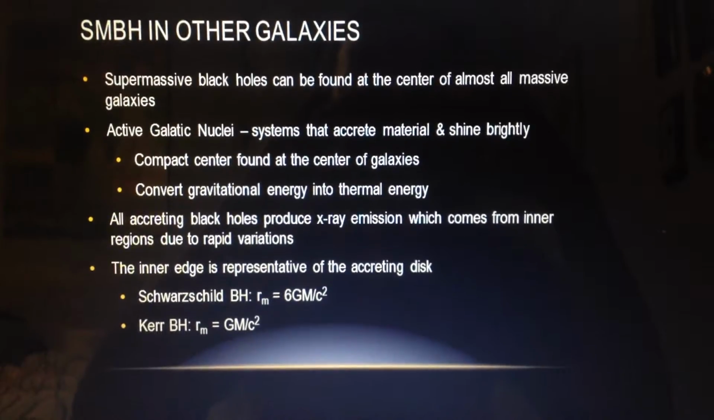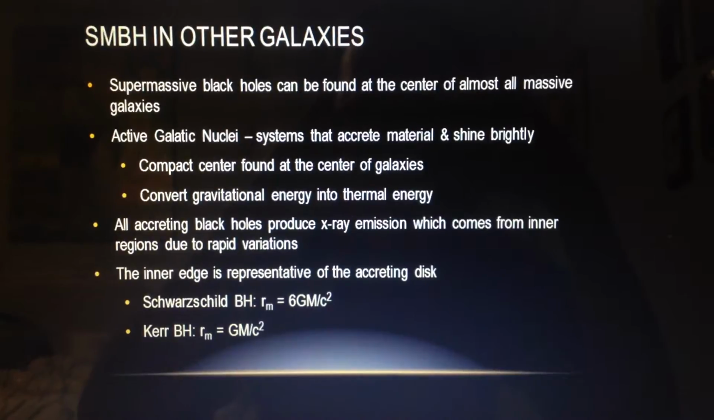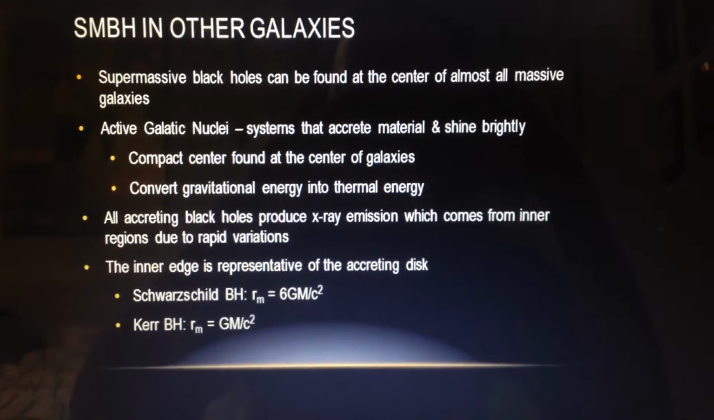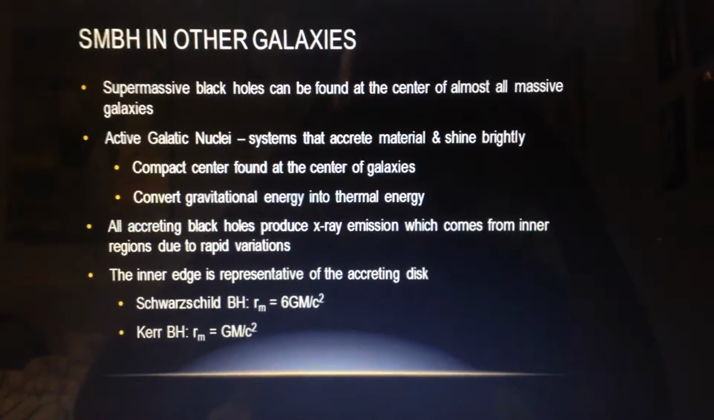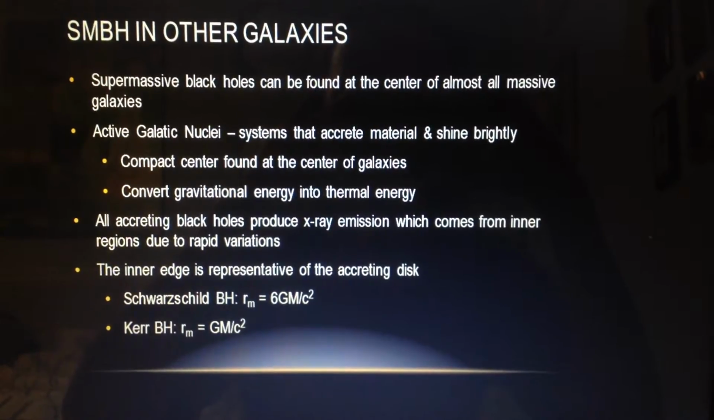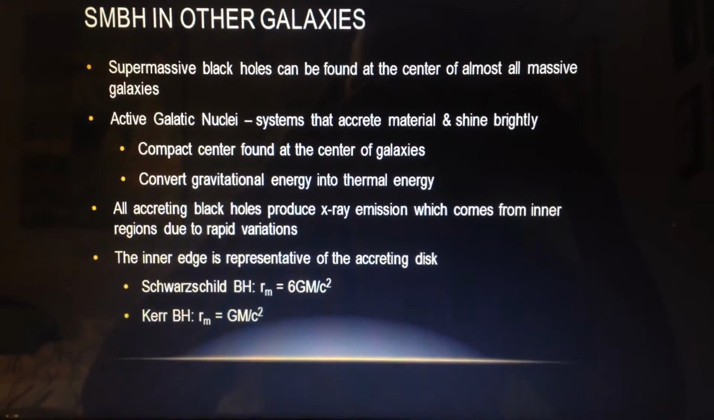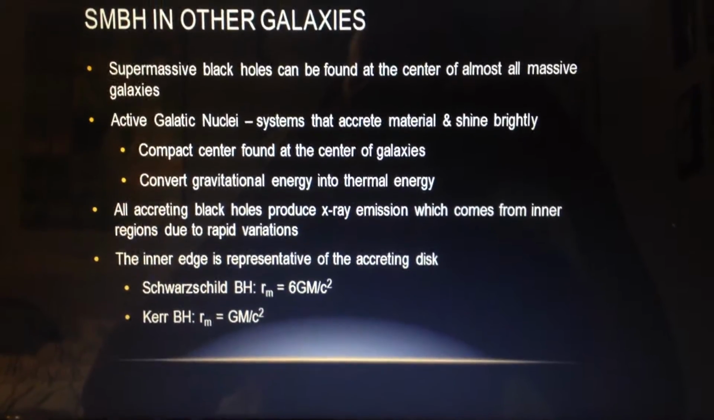The inner edge is representative of the accreting disk, and when we mentioned earlier different types of black holes, the radius of these disks and representative of the types of black holes can be seen here, where Schwarzschild black holes have a radius of about 6 times GM over c squared, whereas Kerr black holes have a radius just of GM over c squared.